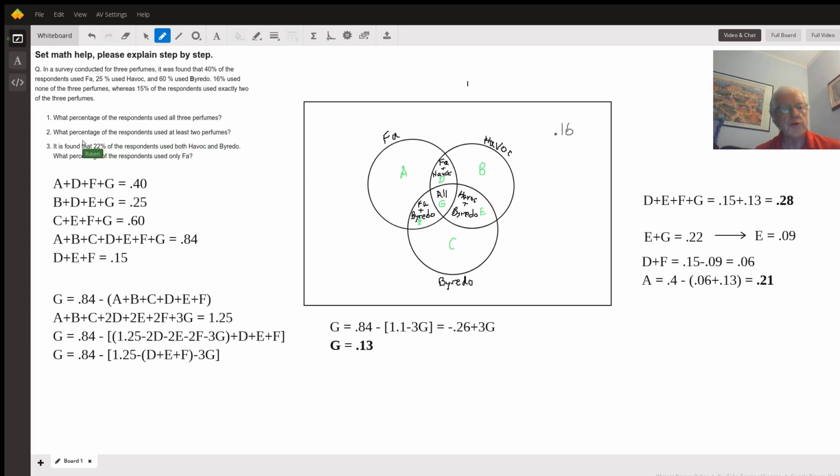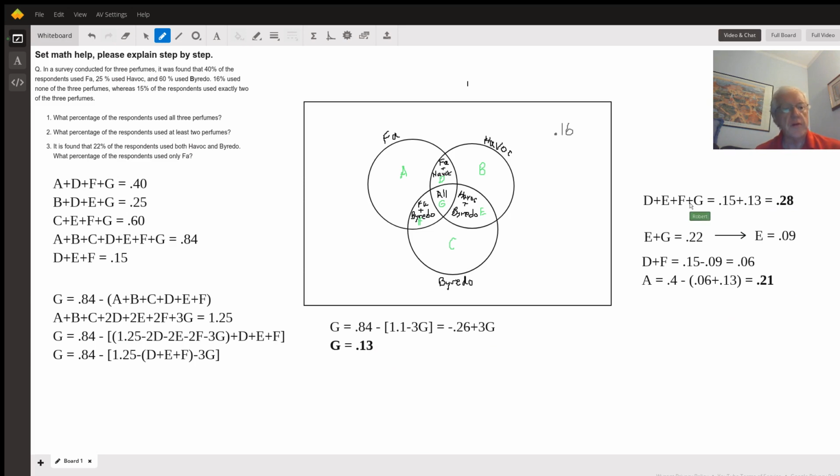The number two, the respondents that used at least two, well, it's the ones that use exactly two, which we already know from the problem, plus what we just found for the ones that use three. So that comes out easily at 0.28.